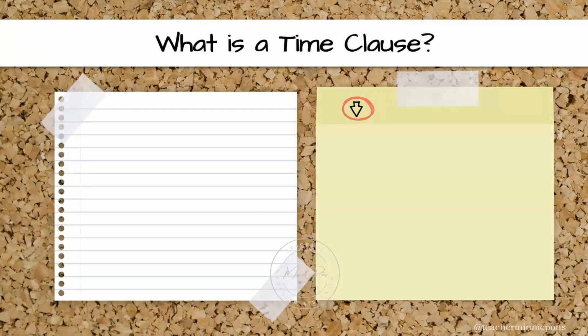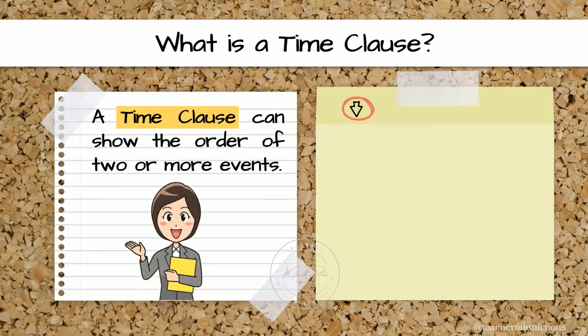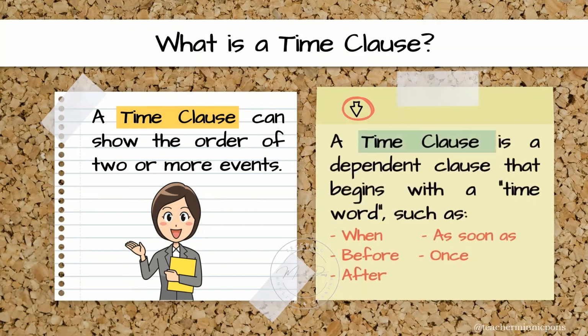What is a time clause? A time clause can show the order of two or more events. A time clause is a dependent clause that begins with a time word such as when, before, after, as soon as, and once.